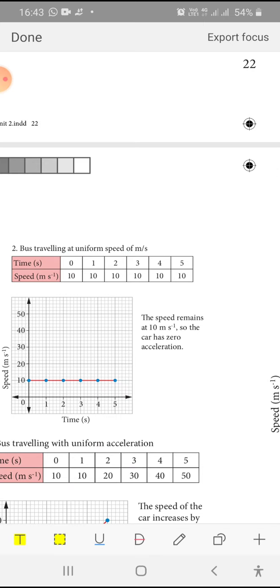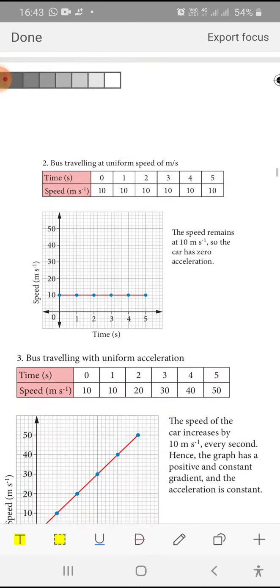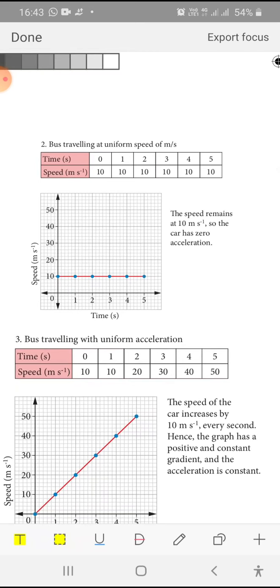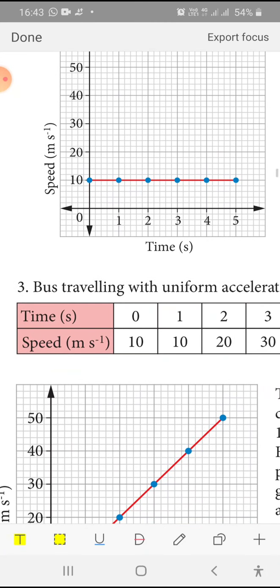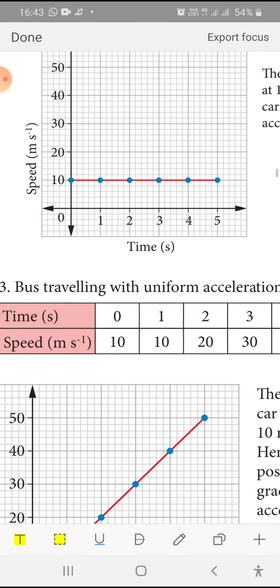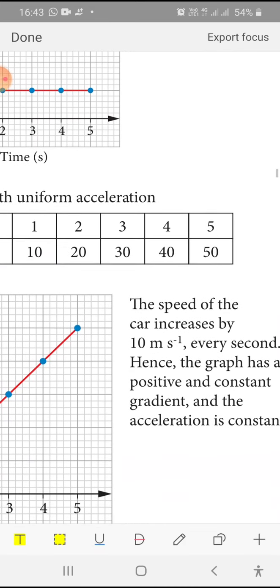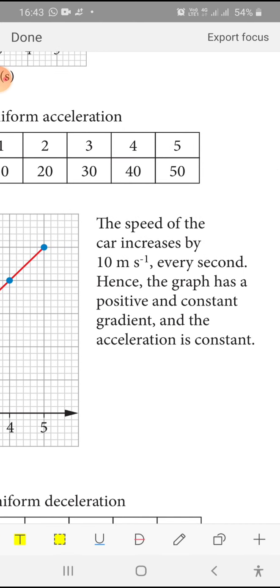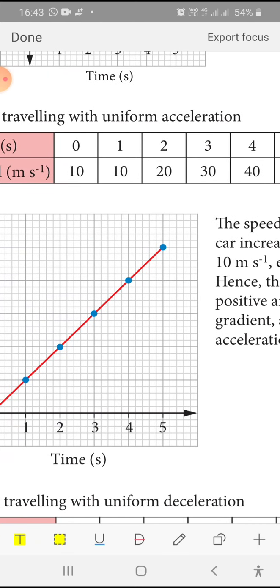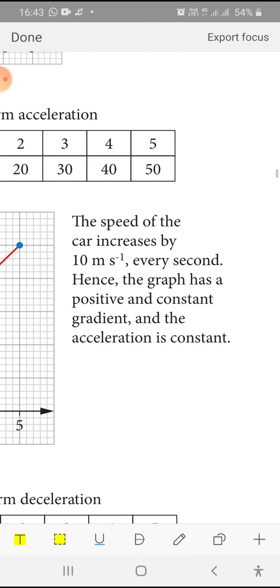Now the speed time graph. Speed 10 meters per second. The same way as with the car, here also a horizontal line. This shows the bus traveling at the same speed, zero acceleration, no change in speed or velocity. In the second, the speed is 10 meters per second, 20 meters per second, 30 and 40. See, it is constantly increasing by 10. So it shows positive acceleration, the velocity is constantly changing.